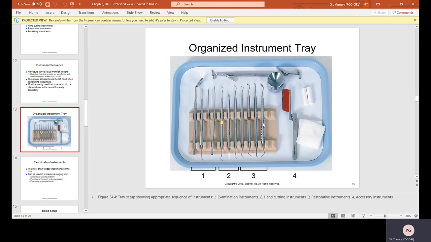The articulating paper to check the bite, cotton rolls, gauze, the amalgam well where you pour the amalgam in here, and of course you fill these little ends here with amalgam, and this is what he's going to use to put it inside the tooth.